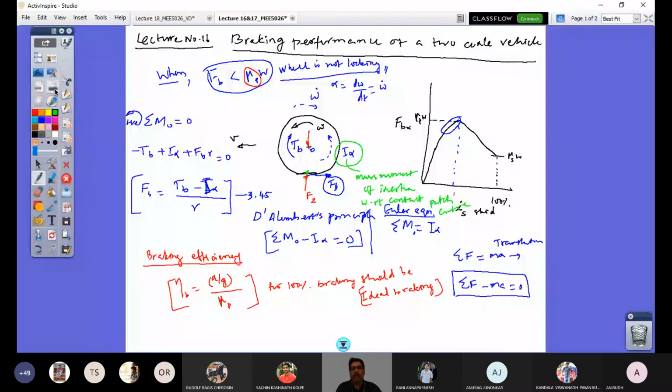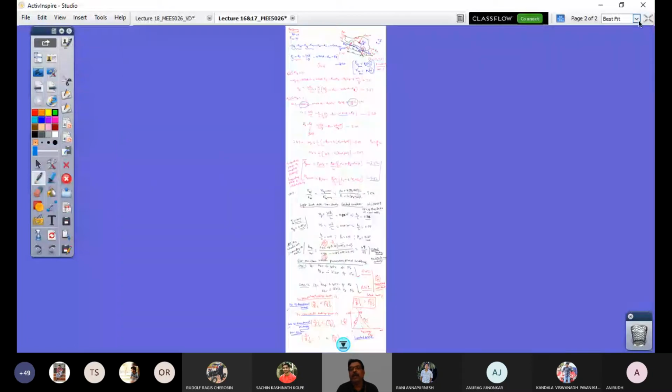What I mean by physical parameter in this case is this expression, 3.45, which gives you the braking effort that is generated at the contact patch, if we take this I value as the mass moment of inertia about the center of contact patch. And then we have also looked at the free body diagram at the vehicle level.